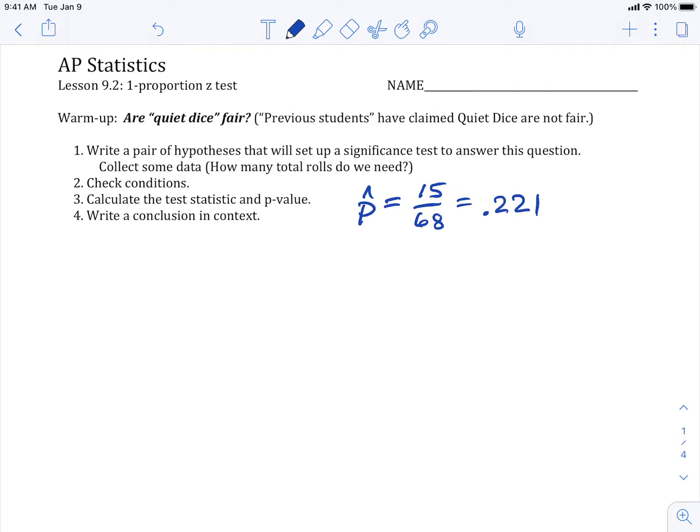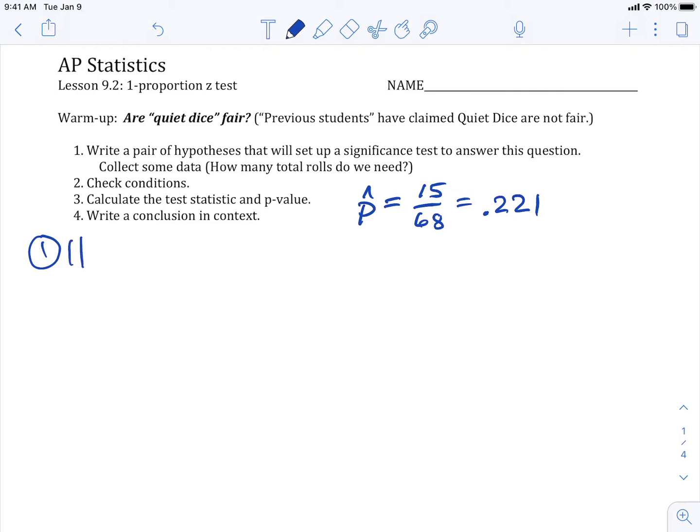So once again, the question is, is it high enough to be weird and suspicious that maybe 5s come up more than 1/6 of the time? Or could a 5 have come up 22% of the time, even if the die was fair, and do we have evidence against fairness or not? But we're going to formalize it. We're going to formalize it in what's called a hypothesis test. So the first step usually is to write the hypotheses. And we have practiced that already in lesson 9.1.